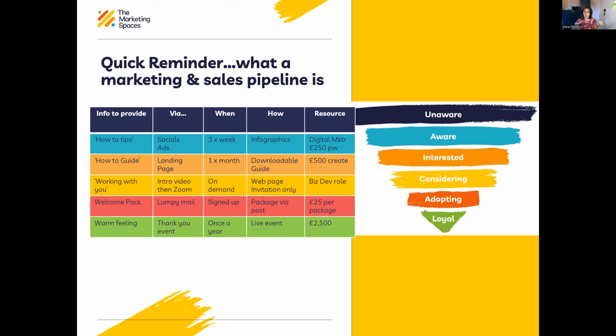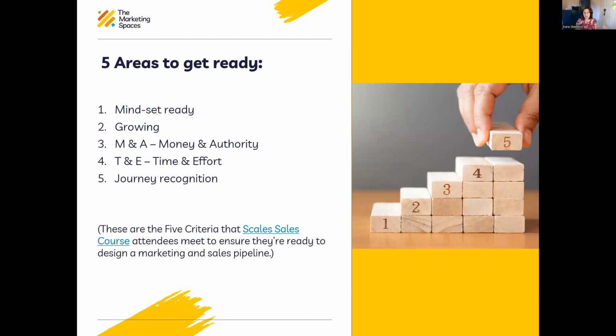A marketing and sales pipeline are those steps and stages that you have to take your ideal customer through, from them being completely unaware that you, your organization, your product, services exist, all the way through to being loyal customers. First of all, you have to identify that there are stages, and then you have to identify and decide at each stage what marketing and sales activities you are going to put in there that are going to help them on this journey. Sometimes it's also called the marketing and sales funnel, and I will use the word funnel and pipeline interchangeably. So, are you ready to design it?